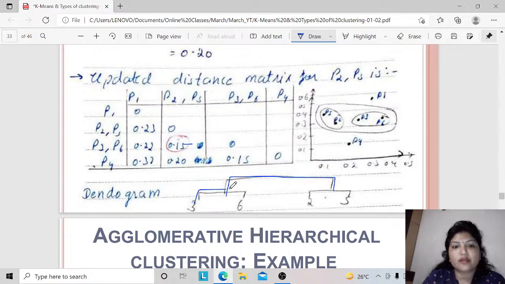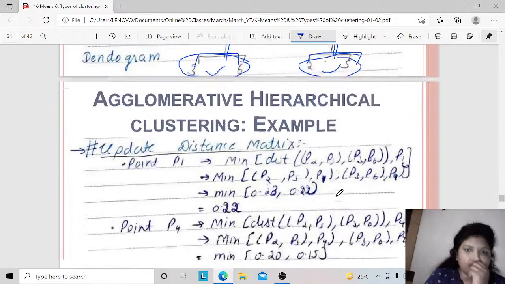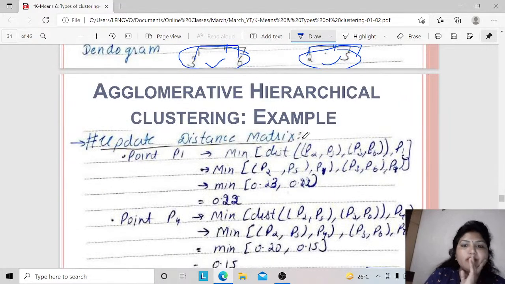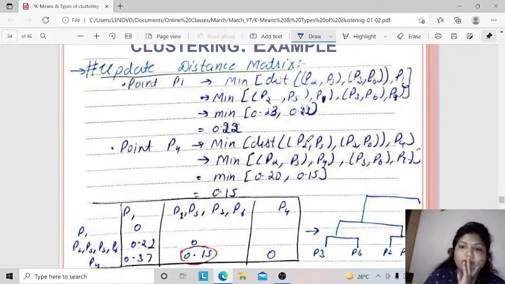These are the two hierarchies we have made. First of all, we found the pair with the minimum distance. So we found this pair first and then another pair, and then we merged both the pairs. So this is how we are deriving the dendrograms as well.